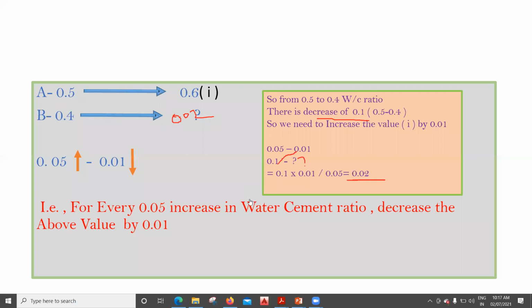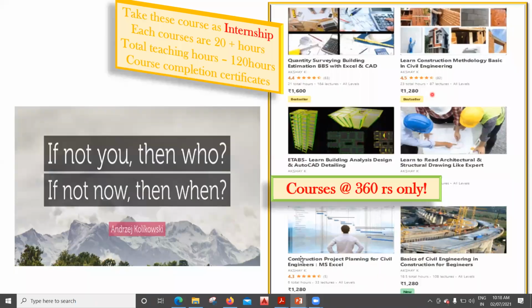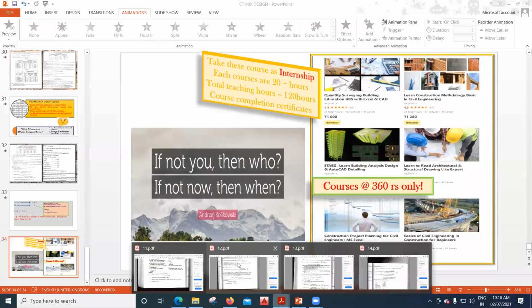Okay, I hope you have got an idea how it has to be done. Just in case you still have a doubt, you can put it in the comment box and I'll explain it there, right? So this 0.02 will come. To get this 0.02, you have to apply this method. That's it. For 0.05 change, I have to adjust the value above by 0.01. That's it, right? So 0.02 we need to take.